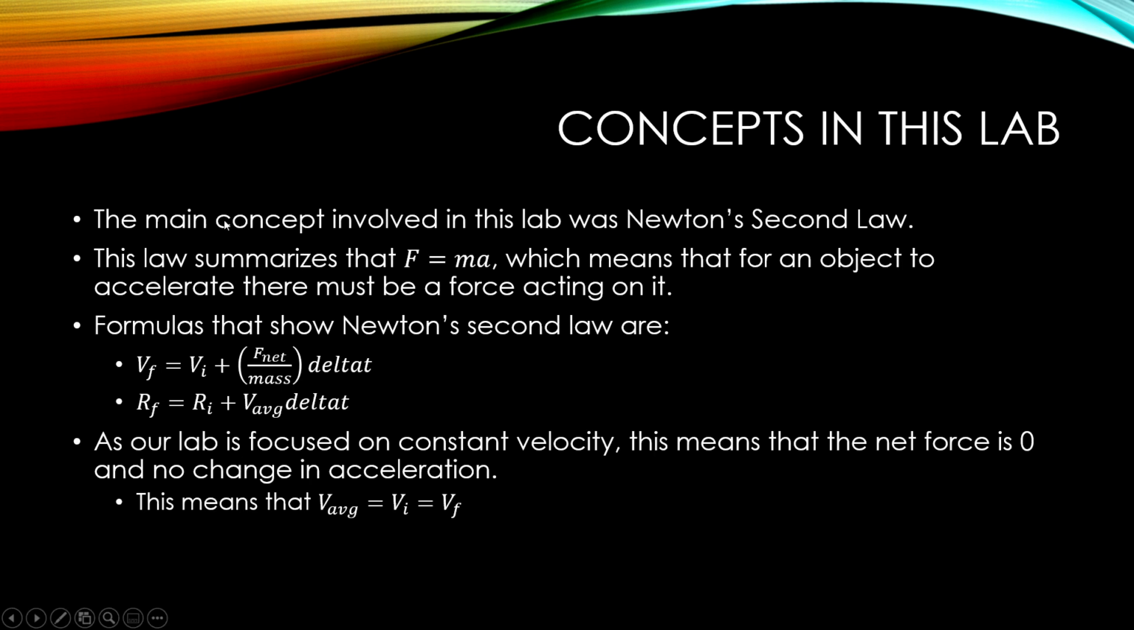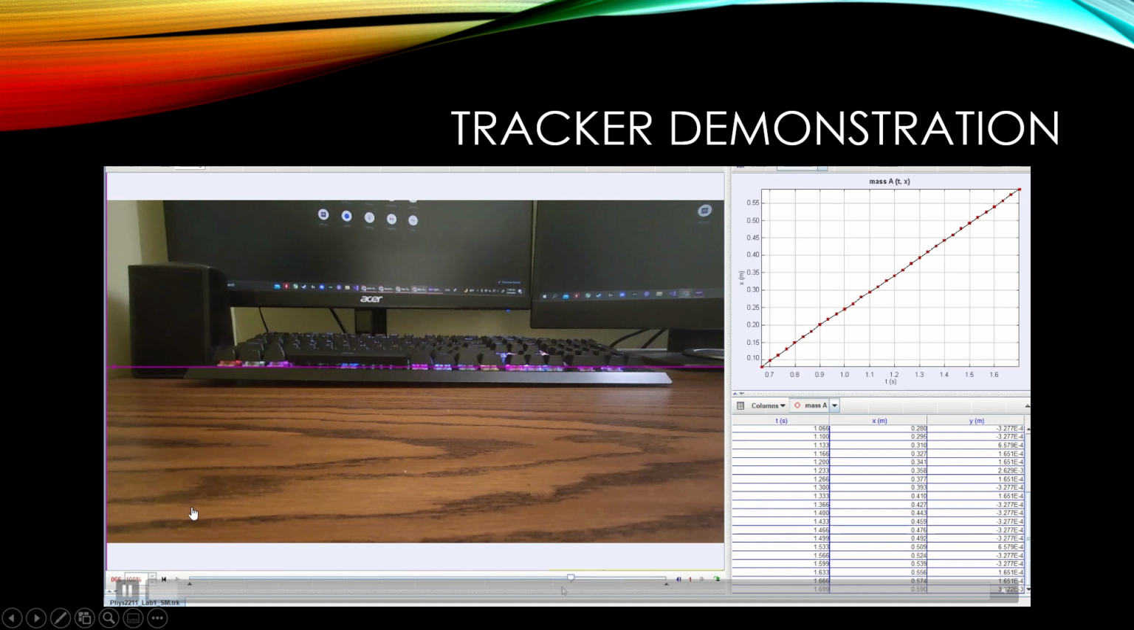The main concept used in this lab is Newton's second law, which is that force is equal to mass times acceleration. This means that if an object has an acceleration, then there must be a force acting on it. The formulas we derived are: final velocity is equal to initial velocity plus F net over mass times delta t, where F net over mass was derived from F equals ma. The second formula is final position is equal to initial position plus v average times delta t. As our lab focused on constant velocity, the average velocity is equal to the initial, which is equal to the final.